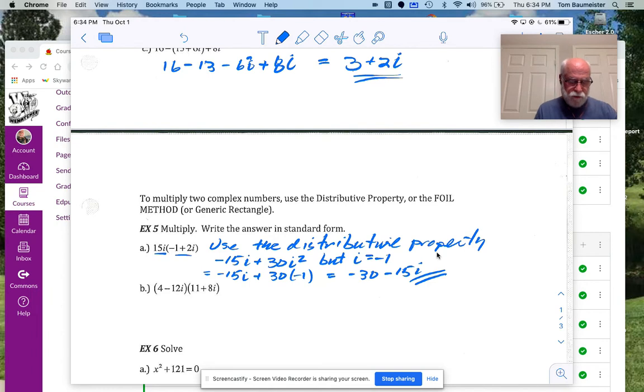All right, the next one we're going to FOIL. So remember, FOIL means first, outside, inside, last. So if I take the first terms, I'll have 4 times 11. I'll take the outside terms. That will give me 4 times 8i. So that would be plus 32i. I'll take the inside terms, which are minus 12i times 11, which will give us 132.